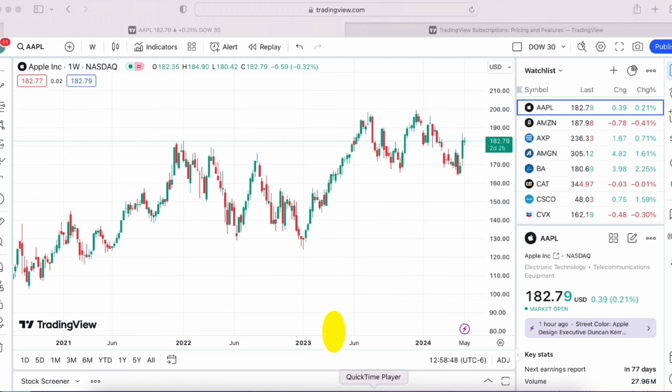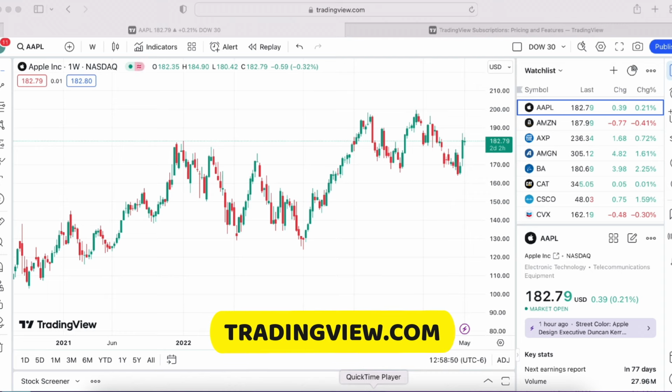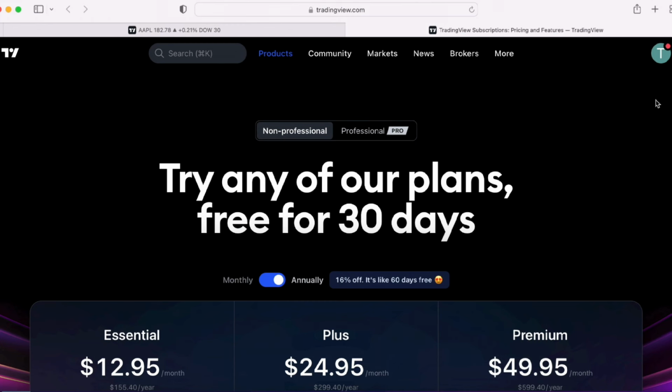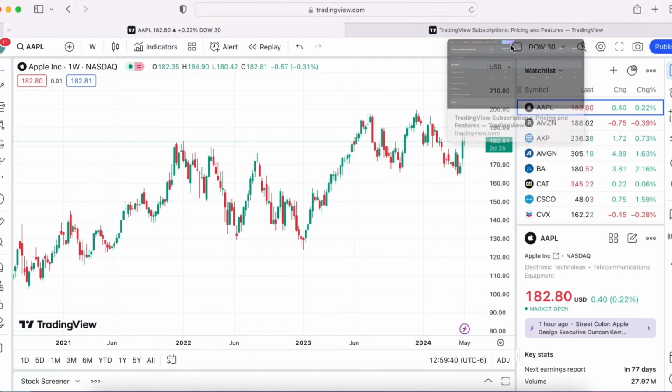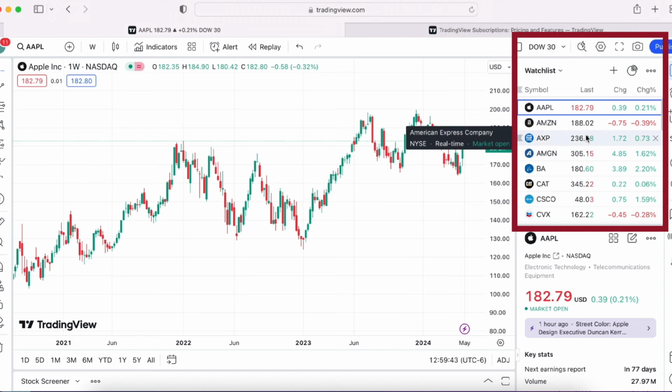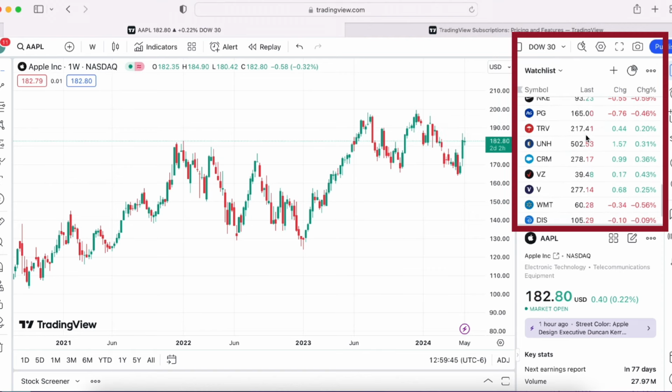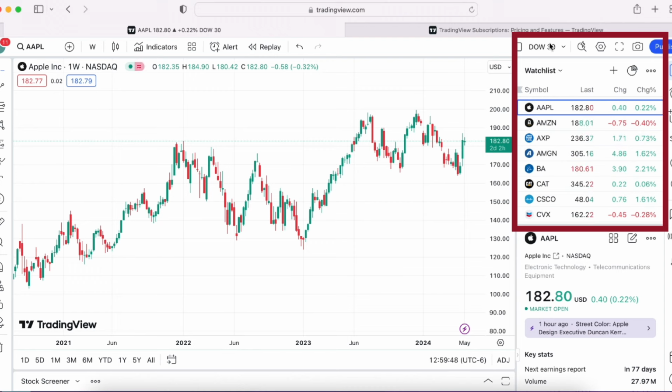So let's get started. What you are seeing today is the website tradingview.com, and I'm on the free version. Obviously, in the free version, there are some limitations. On the basic package, you can only have one watch list and 30 stocks in one watch list. So what I have done is added the 30 stocks which are on the Dow 30, as you can see here. This is Dow 30, that's my watch list name, and that's the maximum I can input in my watch list on the free package.